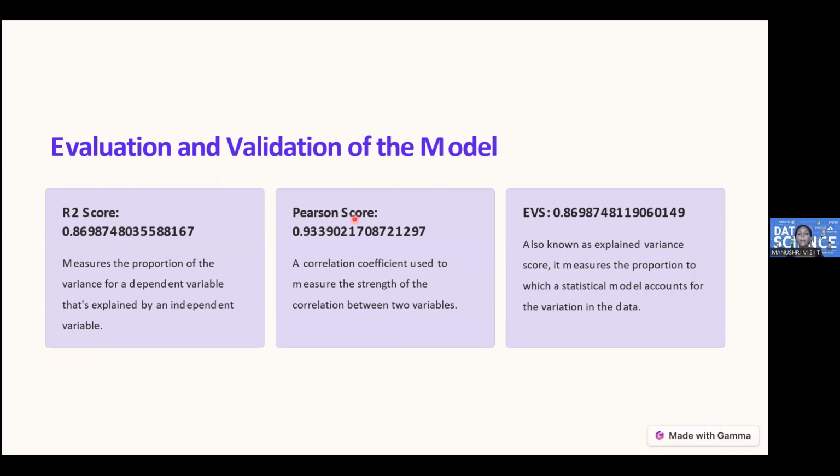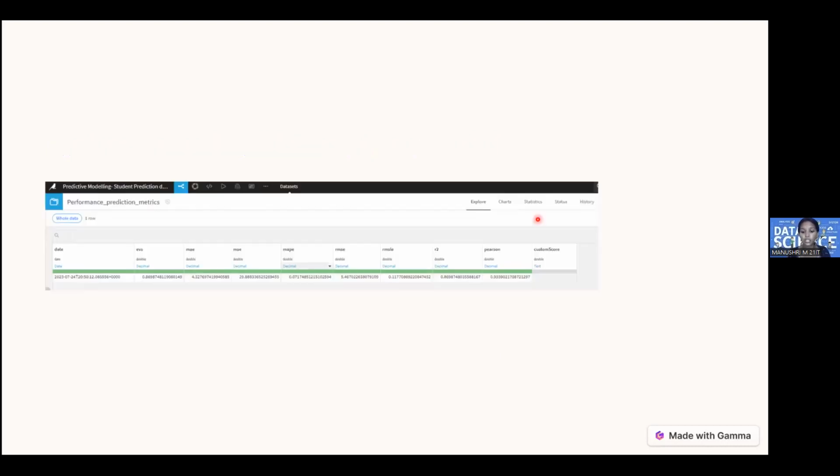Pearson score is a correlation coefficient which is used to measure the strength of the correlation between two variables, that is, whether it is a negative correlation, a positive correlation, or whether there is no correlation at all. So 0 refers to no correlation at all. A positive value, like 0.9, which is very near to 1, states that there is a positive correlation, and a value of minus 1 states that there is a negative correlation. And EVS is nothing but the explained variance score. It measures the proportion to which a statistical model accounts for the variation in the data set.